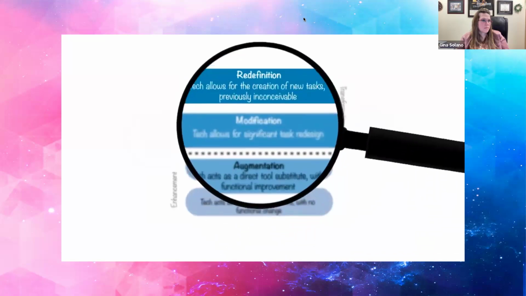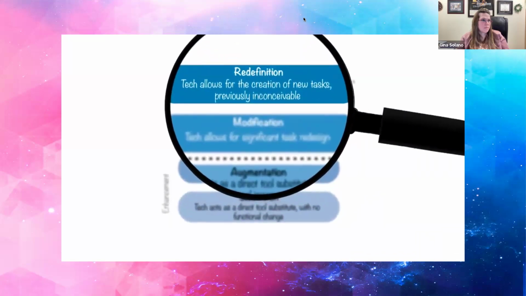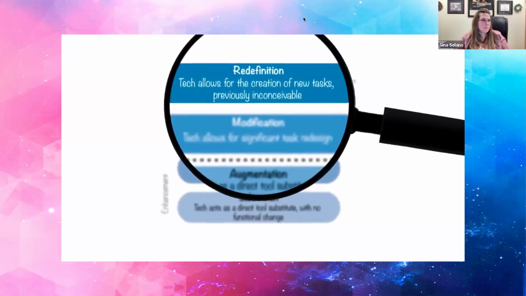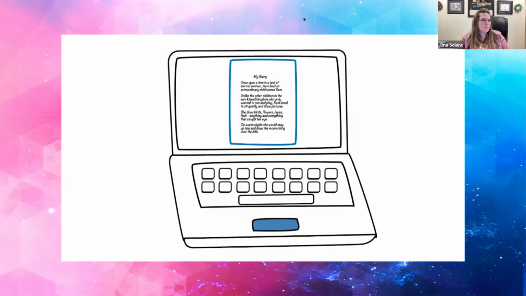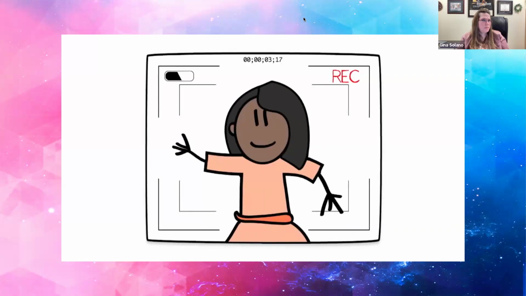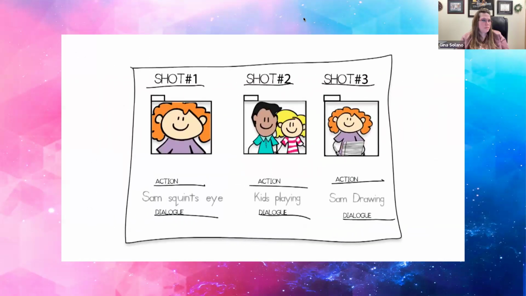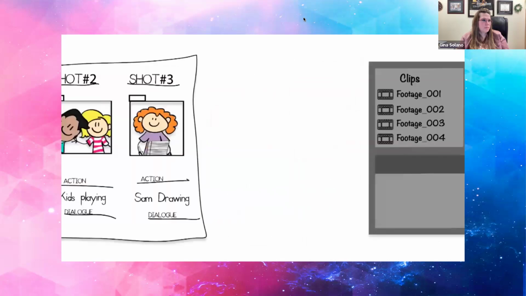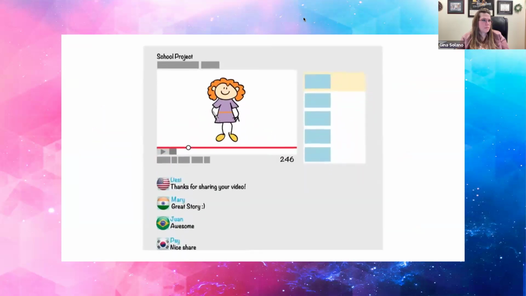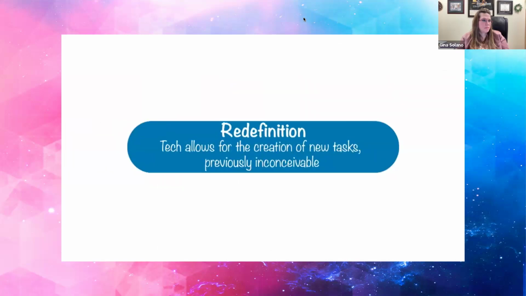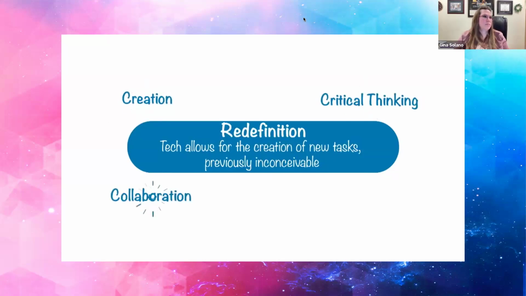At the top stage, redefinition, technology allows for the creation of entirely new tasks that were previously inconceivable. What if students transformed their written stories into multimedia productions? After creating storyboards, students film scenes, edit clips, and add music. They can publish the videos and receive feedback from voices across the globe. In this case, technology redefines the story writing task to include media creation, critical thinking, collaboration, and communication.